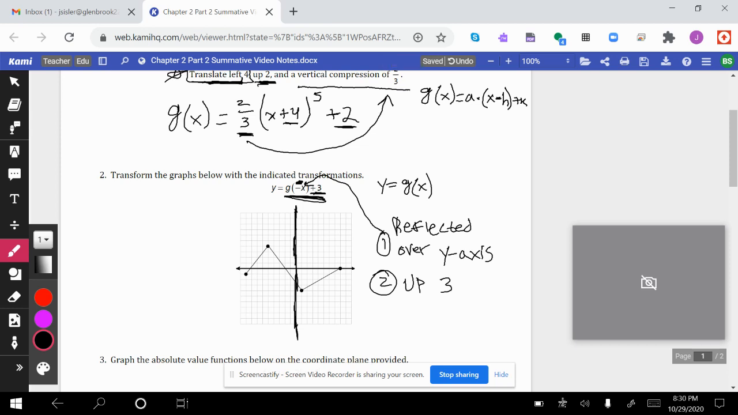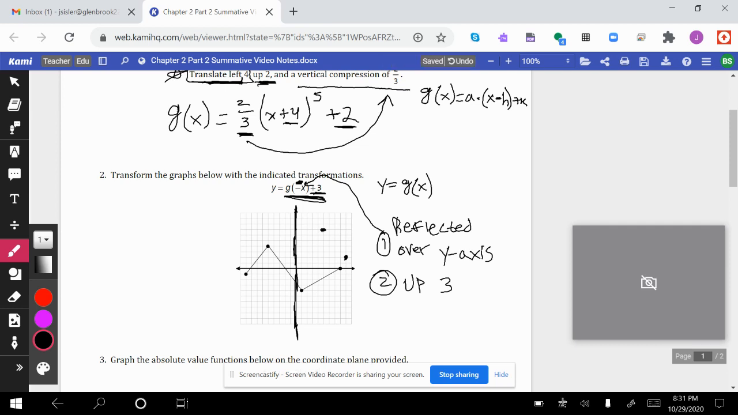So we'll go 1, 2, 3. Okay, here's my next point, right? This one up there. And that is at the x value of -5: 1, 2, 3, 4, 5. So if I'm reflecting it over the y-axis, I just flip the sign, right? It goes from -5 to +5. So I'm going to count it 1, 2, 3, 4, 5. And remember, we have to move it up 3, so I'm going to go 1, 2, 3.